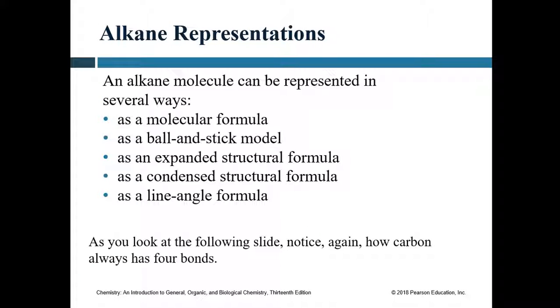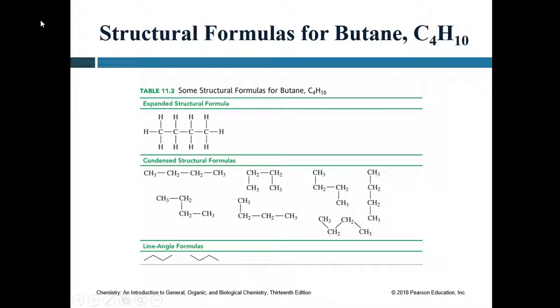So you now know that an alkane molecule can be represented in several ways: the molecular formula, ball and stick model, expanded structural formula, a condensed structural formula, as a line angle, or zigzag formula. As you look at the following slide, notice again how carbon always has 4 bonds. So in table 11.3, we have our butane. We have 4 bonds in every direction around carbon. Or if we condense it, we again have 4 bonds around every carbon, or here's our zigzag line of our butane.